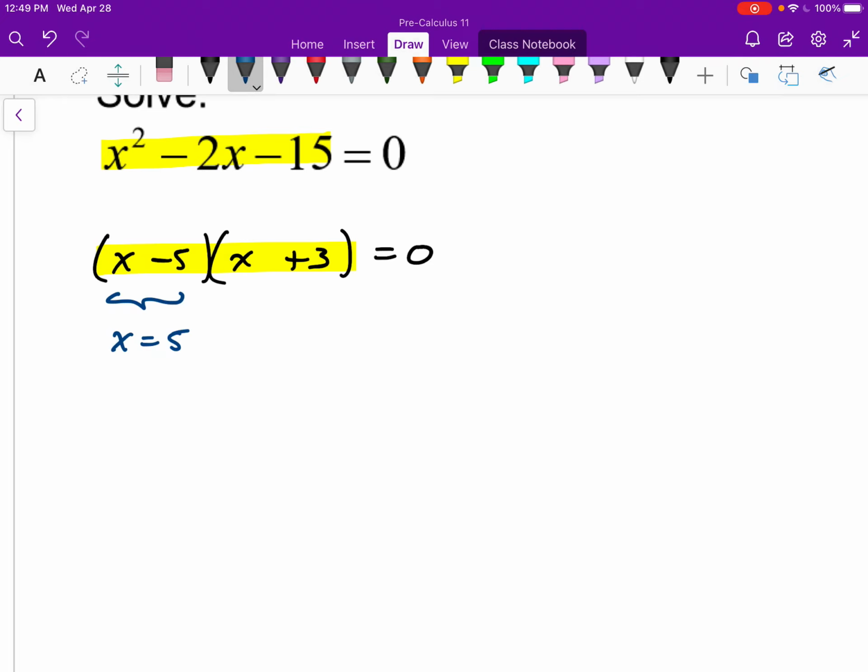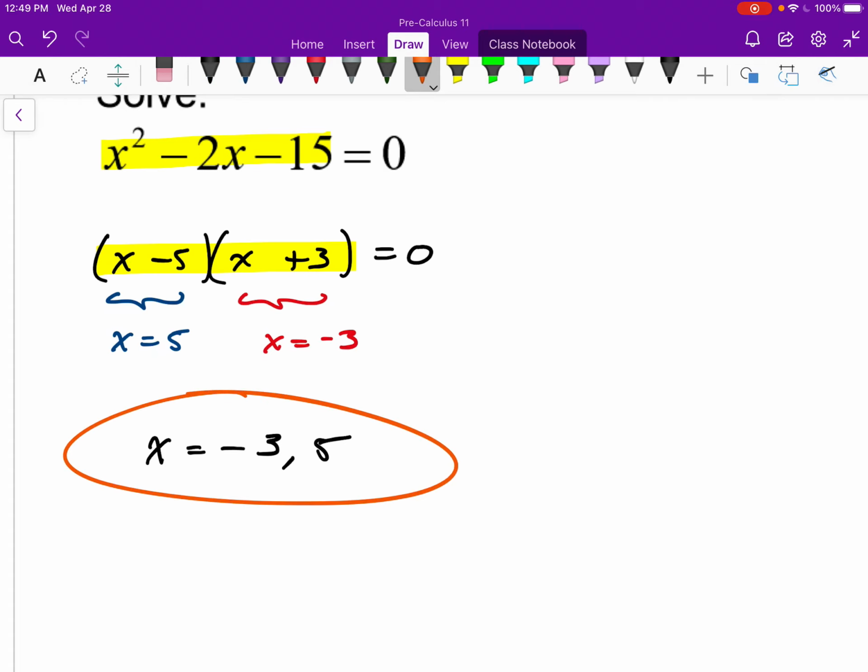And once I have that, it all equals 0. And I can see my other solution must be x equals negative 3, because again, negative 3 plus 3 is 0. And once one factor equals 0, everything equals 0. And so that's my solutions, negative 3 and 5. And if we can factor quickly, and we remember the simplicity of our 0 times tables, this is quite quick.